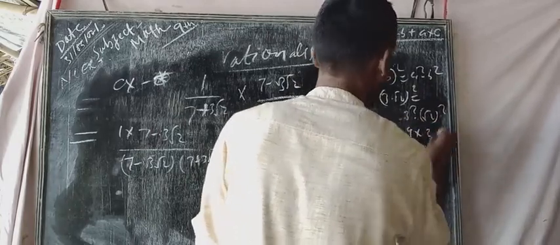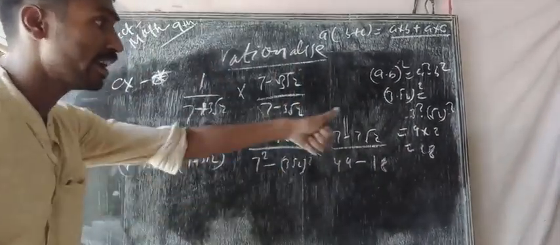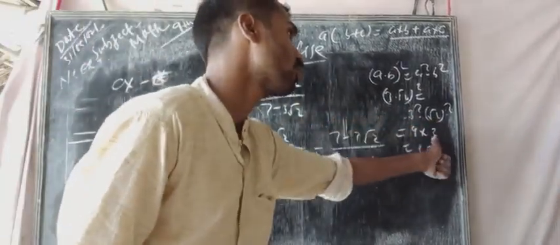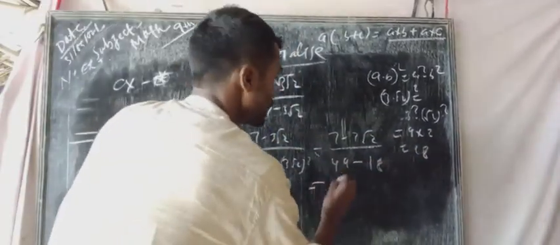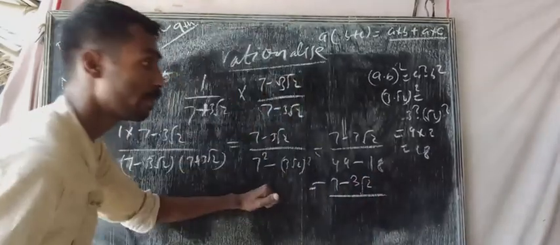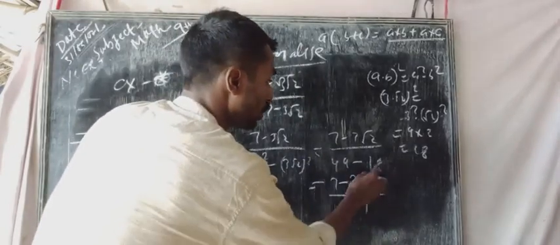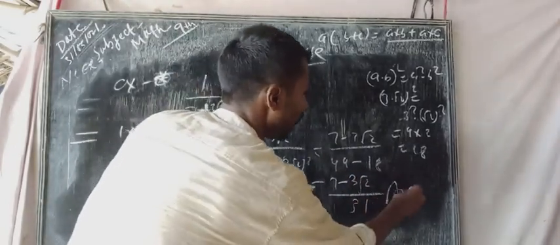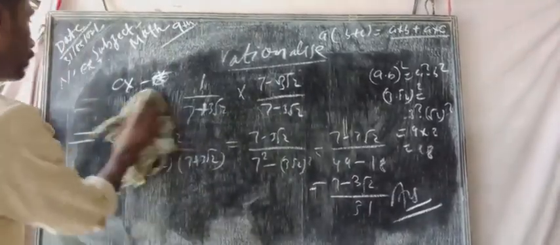That means 18. 3 square is 9 and root 2 का whole square is 2. So 2 into 9 is equal to 18. So now the value is 7 minus 3 root 2 by 49 में 18 को माइनस करेंगे. That means 9 में 8 जाएगा 1 and 4 में 1 जाएगा 3. That means 31 is the answer. Easy to calculate all these values.